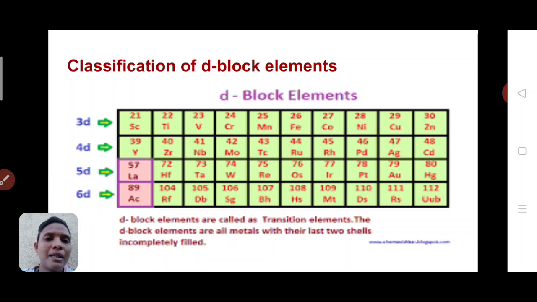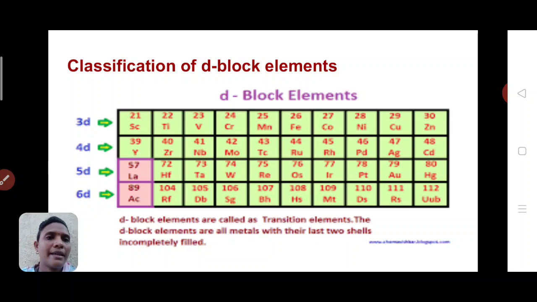The first element is represented by atomic number 89 and the second element has atomic number 104. So the elements in between 89 and 104 come under f block elements and they are called actinides. So the 5d series and 6d series have some interruption of atomic number, from 57 to 72. Right from 57 we can see atomic number 72. So this is some irregular pattern of d block elements.